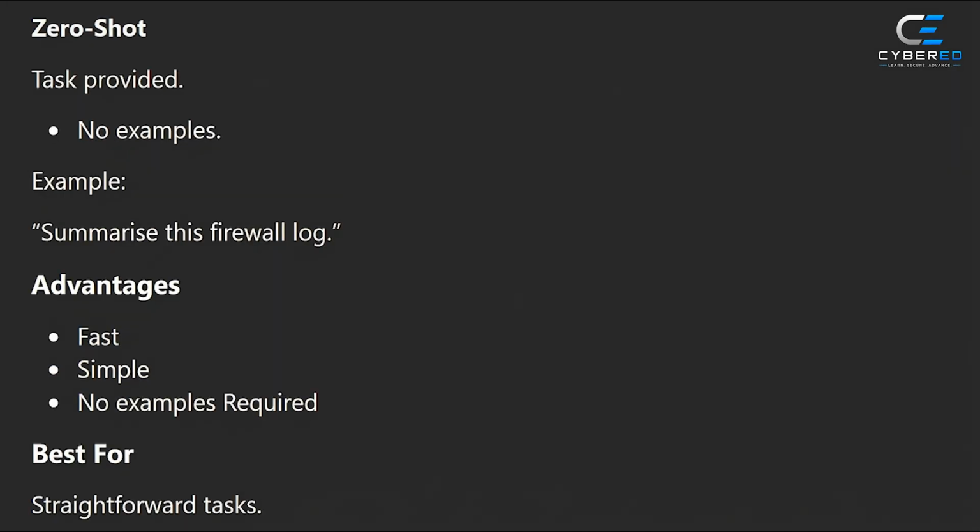Zero-shot prompting means giving the AI a task without providing any examples. For example, summarize this firewall log. The AI relies entirely on its existing training and the instructions provided. Zero-shot works well for straightforward tasks that the model already understands.